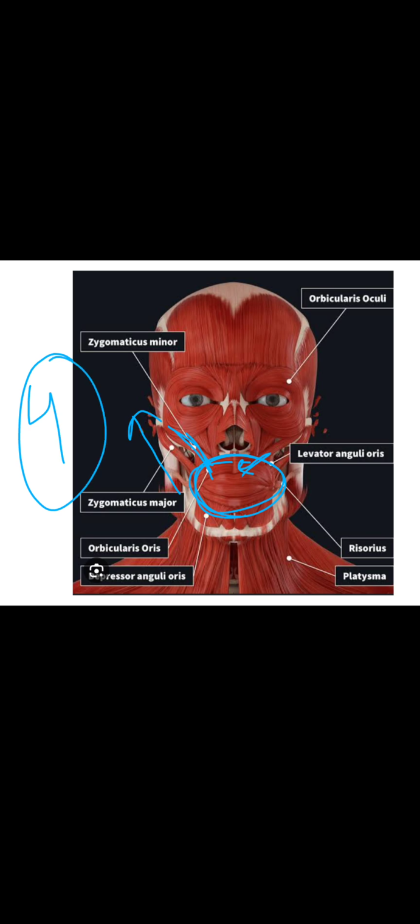So till now we have read about 4 muscles that elevate your upper lip. One, we just read zygomaticus minor, the zygomaticus major. Then we read about levator anguli oris and levator labii superioris.